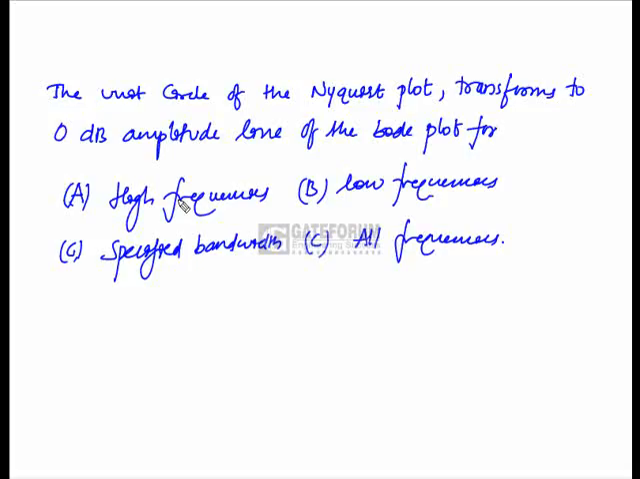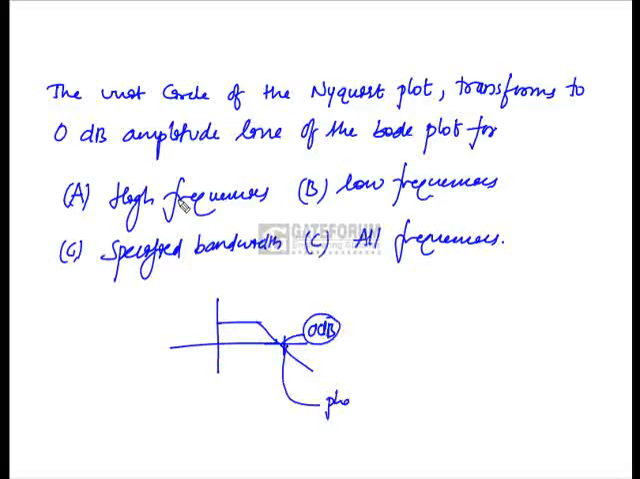Unit circle of the Nyquist plot transforms to 0 dB amplitude line of the Bode plot for. Now what is the 0 dB amplitude line of the Bode plot? Let us take, you have a Bode plot like this. Now this is the 0 dB line. What is this one? This is nothing but a phase crossover frequency. It can be of any value, depends on the transfer function.